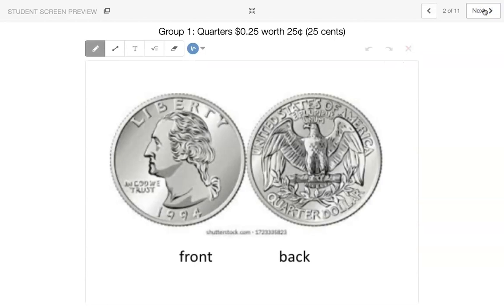So here's the groups, how we're going to sort them. Our first group is going to be all of our quarters, all right? And our quarters are worth 25 cents. And sometimes we write it with the dollar sign. Sometimes we write it with the cent symbol. And sometimes we write it with the words, 25 cents.